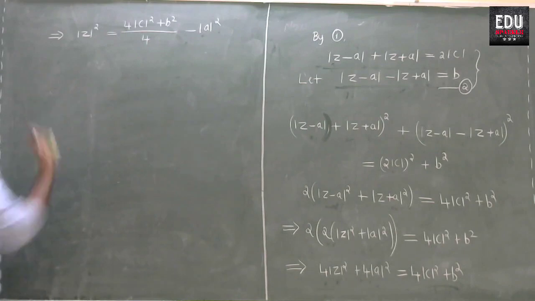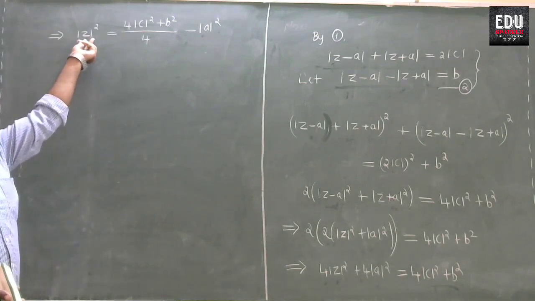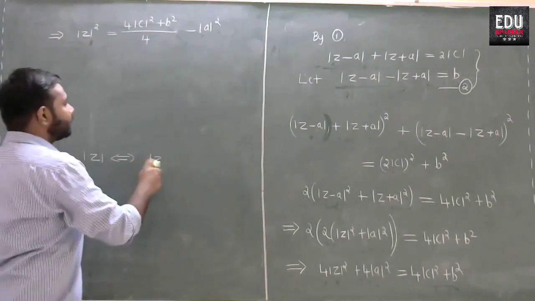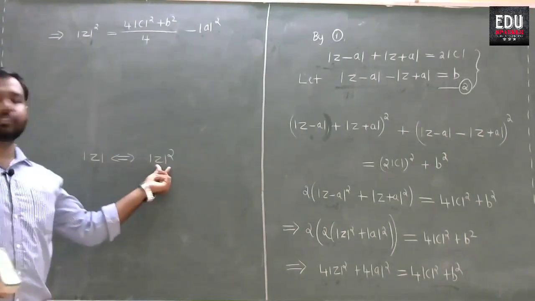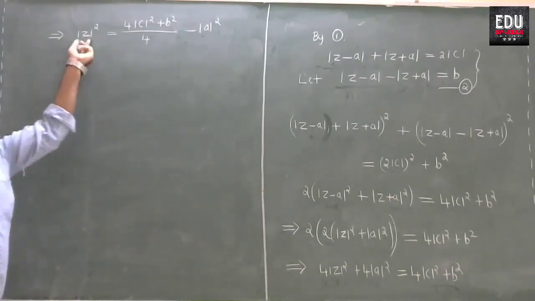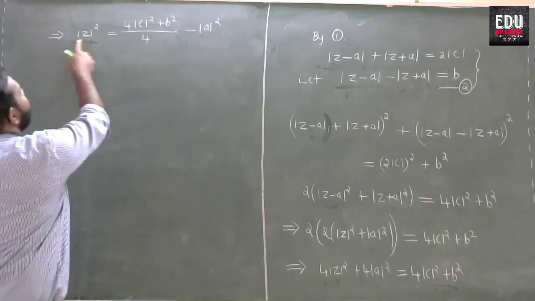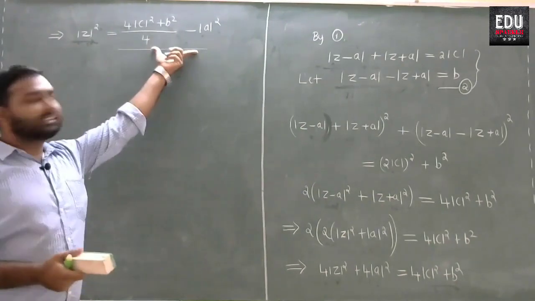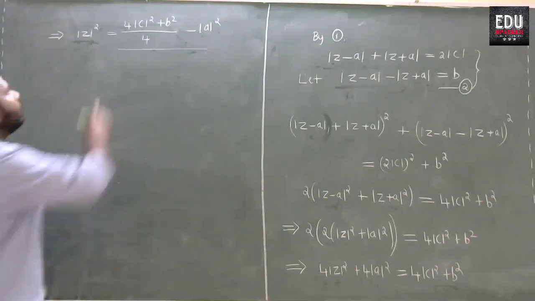Now what actually I need? I need the minimum value for modulus of z. So modulus of z will be minimum if and only if modulus of z square will be minimum. So if this is minimum, if and only if this is minimum value. So now it is enough to find the minimum value for modulus of z square. So modulus of z square is given to be this one. So if the right hand side is the minimum, then modulus of z square will be the minimum.